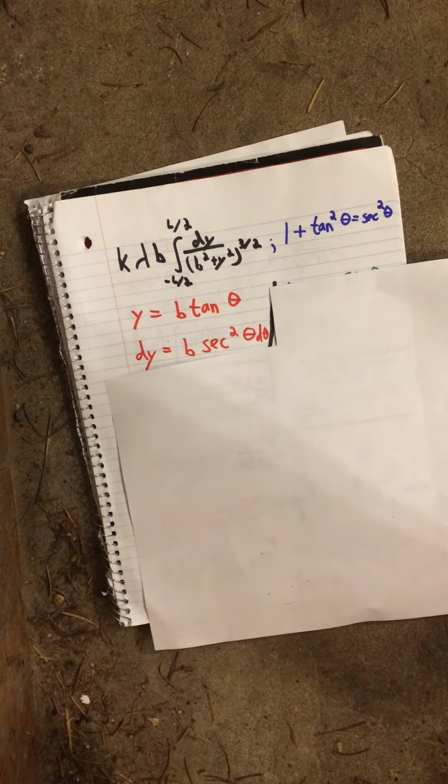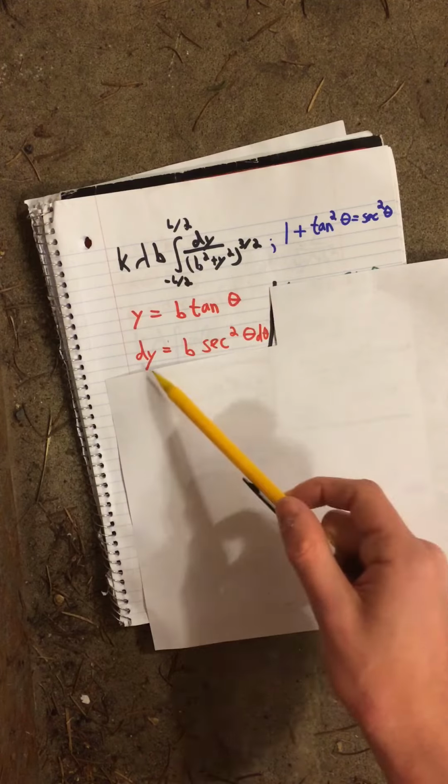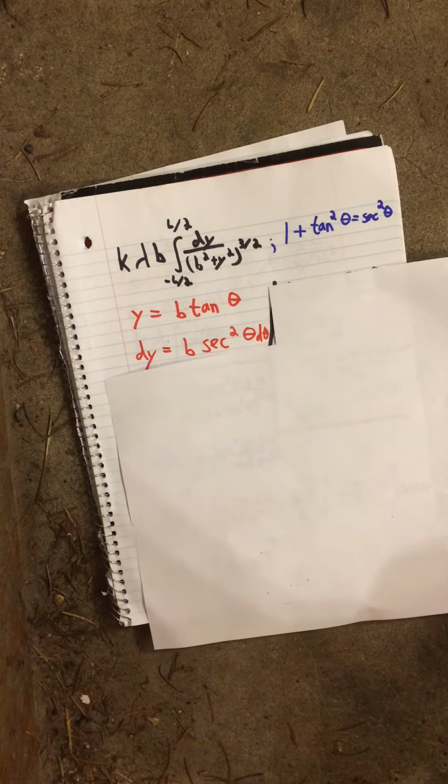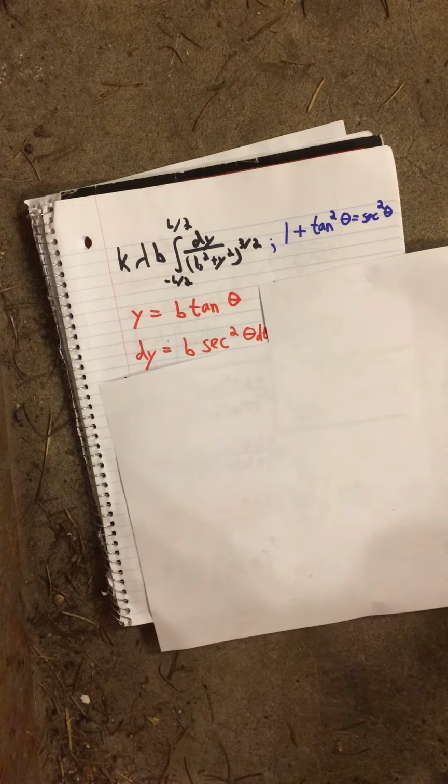That's pretty cool. So not only do we have to substitute in something for y, we have to substitute its derivative in for dy. And so if y equals b tangent theta, then dy must be b secant squared theta d theta. And if you don't know how to get the derivative of tangent theta, it's right here.